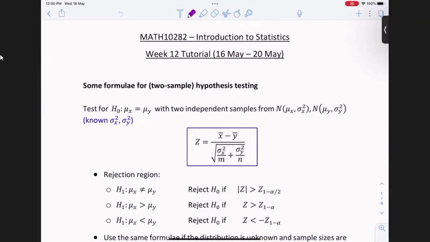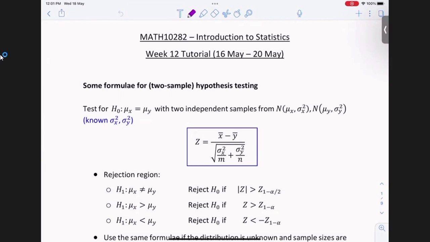Okay, this is the last tutorial class in this semester for this course. So this is the last worksheet, and you can see in this last worksheet there are 5 questions. They are all related to the 2 sample test. So before we work on the worksheet, here is a summary of the formula and the procedure to do the test. And you can find all this formula from the lecture notes or lecture videos. I just summarize them in this page.